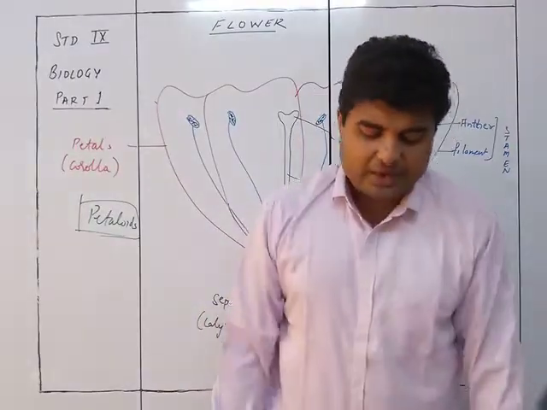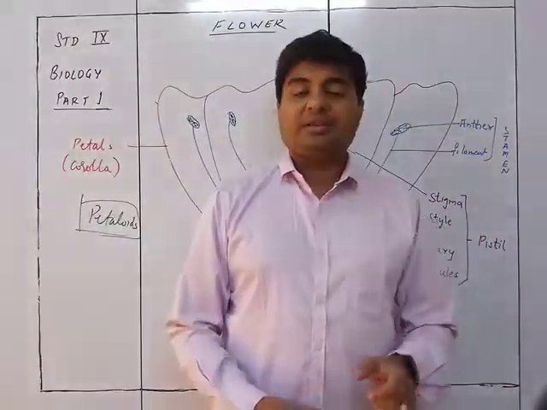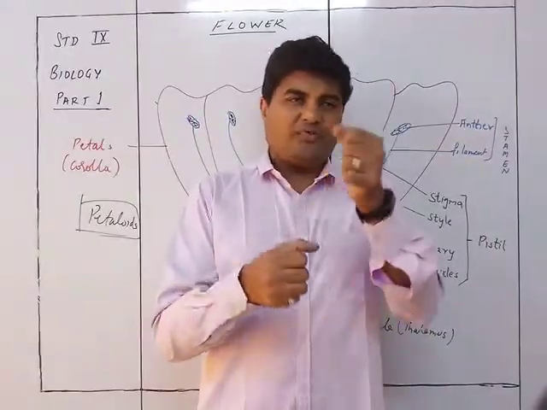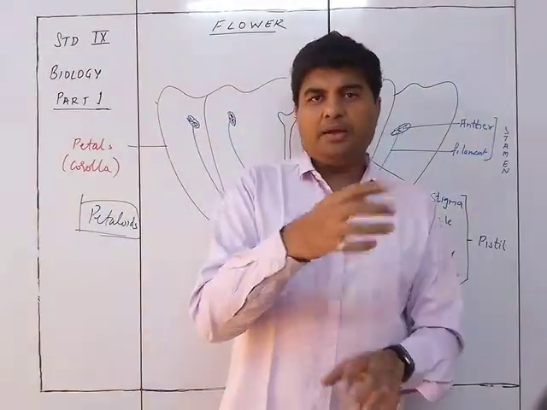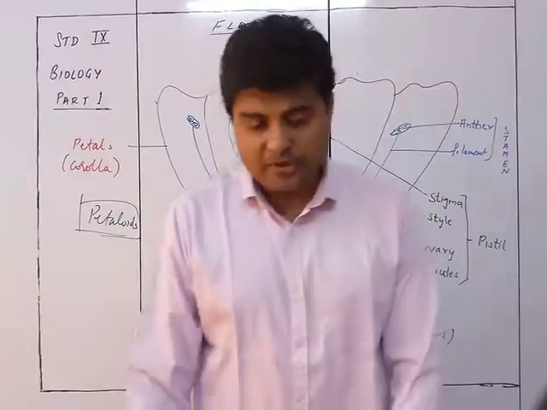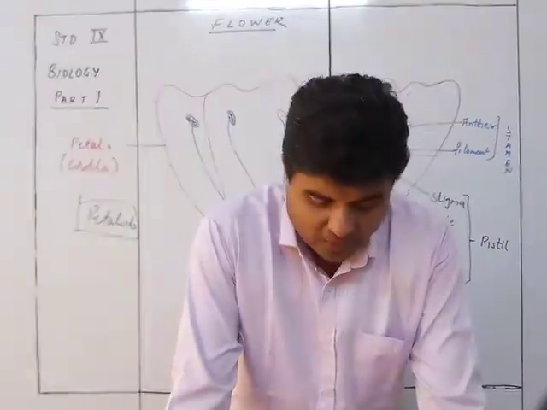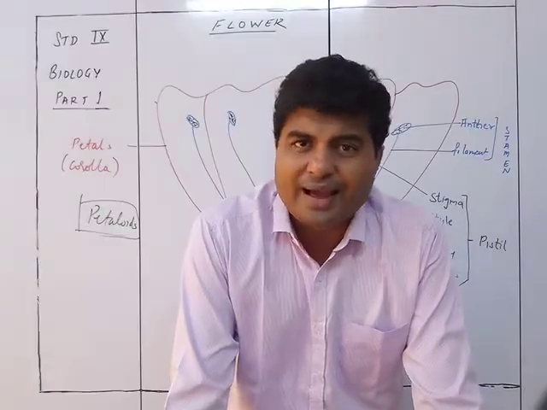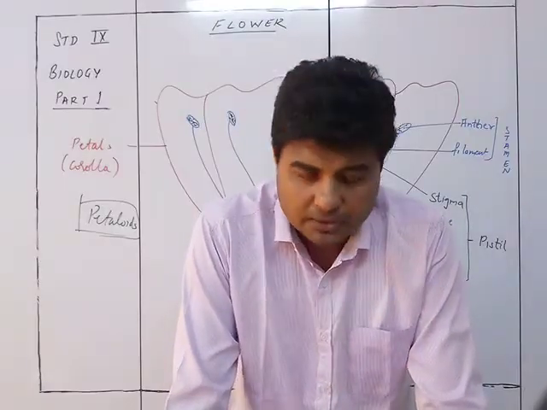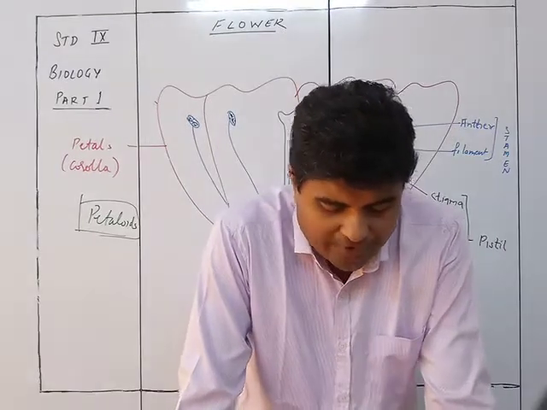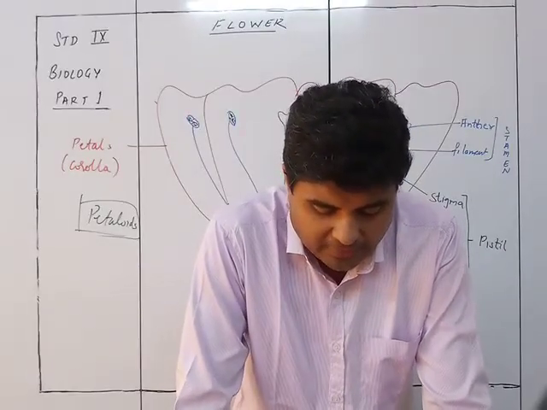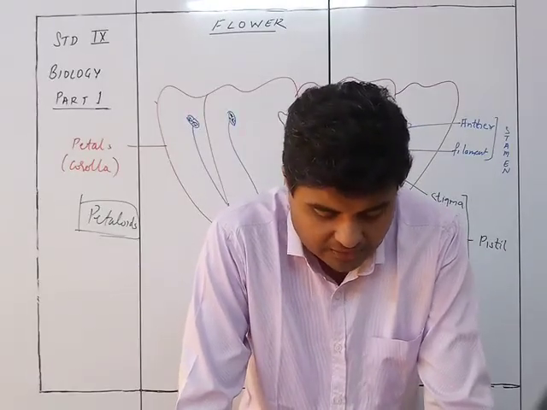Polyadelphous, the filaments are united in several groups, like in Bombax. So there are groups, bunches, such that in groups there will be such a thing that is polyadelphous. Now, how to remember this: the order is mono, di, poly. Mono is one, di is two, poly means multiple. So mono, di and poly respectively mean single, double and several.